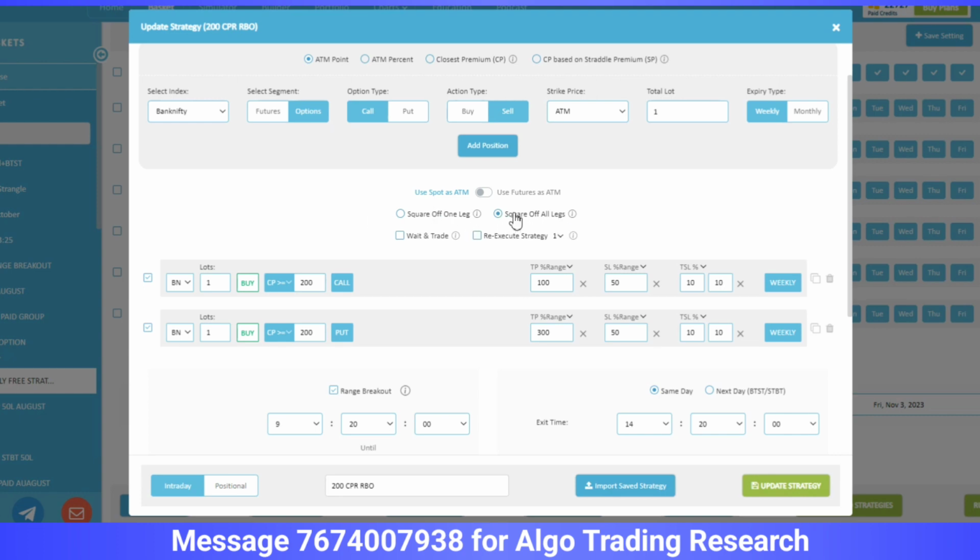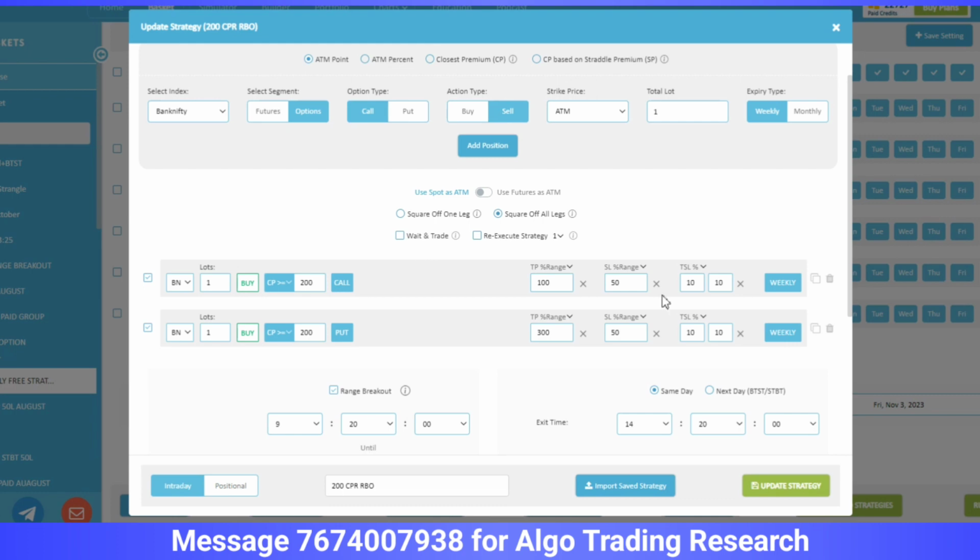If you want, you can use square off all legs. If you want, you can use square off one leg. If you use square off one leg, that means both the legs can 100% get triggered here. It does not matter in this case whether the stop loss or target of the other leg gets hit or not. So if you want to control that only one leg should get triggered, then use this square off all legs feature in this scenario here.